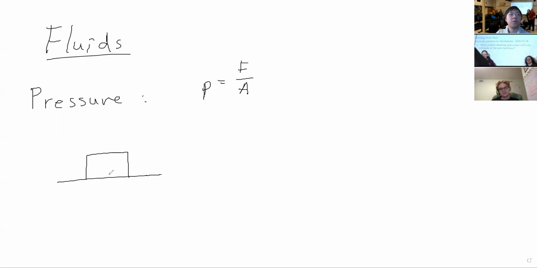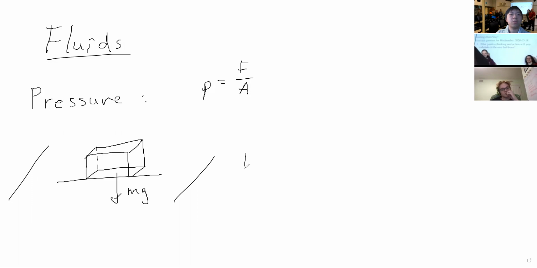And then we can ask the question, for example, what is the pressure of the box on the floor? Assuming it's 3D, and the floor is also 3D, you can say, all right, what is the force that the box exerts on the floor? This is going to be equal to the weight, which is mg. And then the pressure by the box on the floor is just equal to mg over whatever this area is. So mg over A.